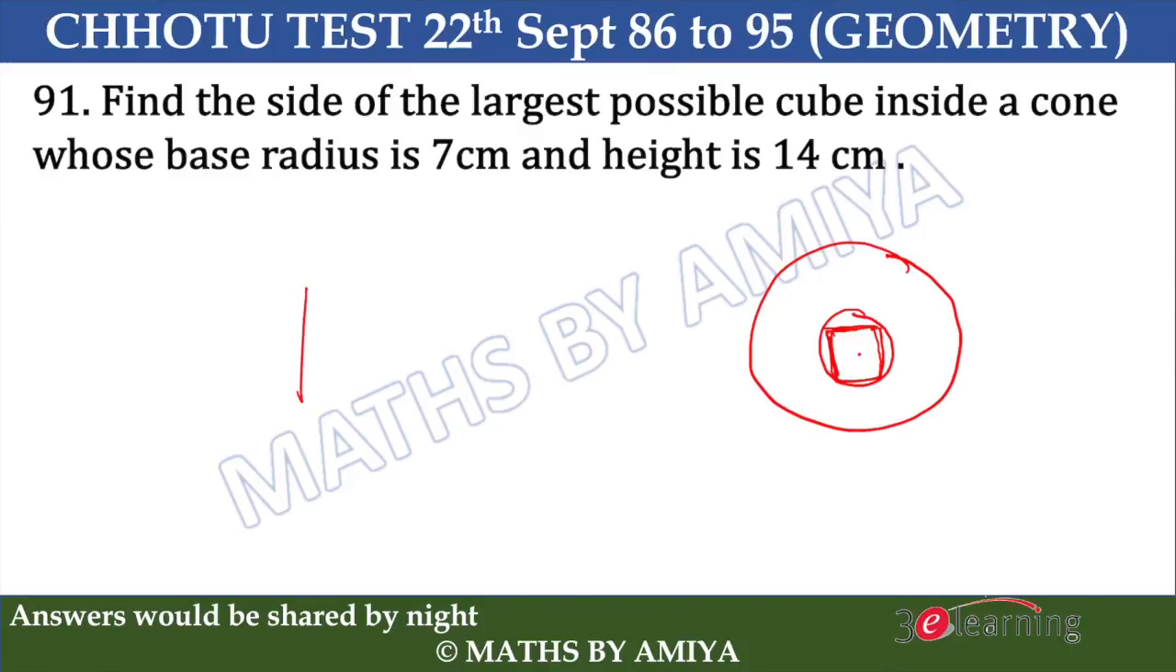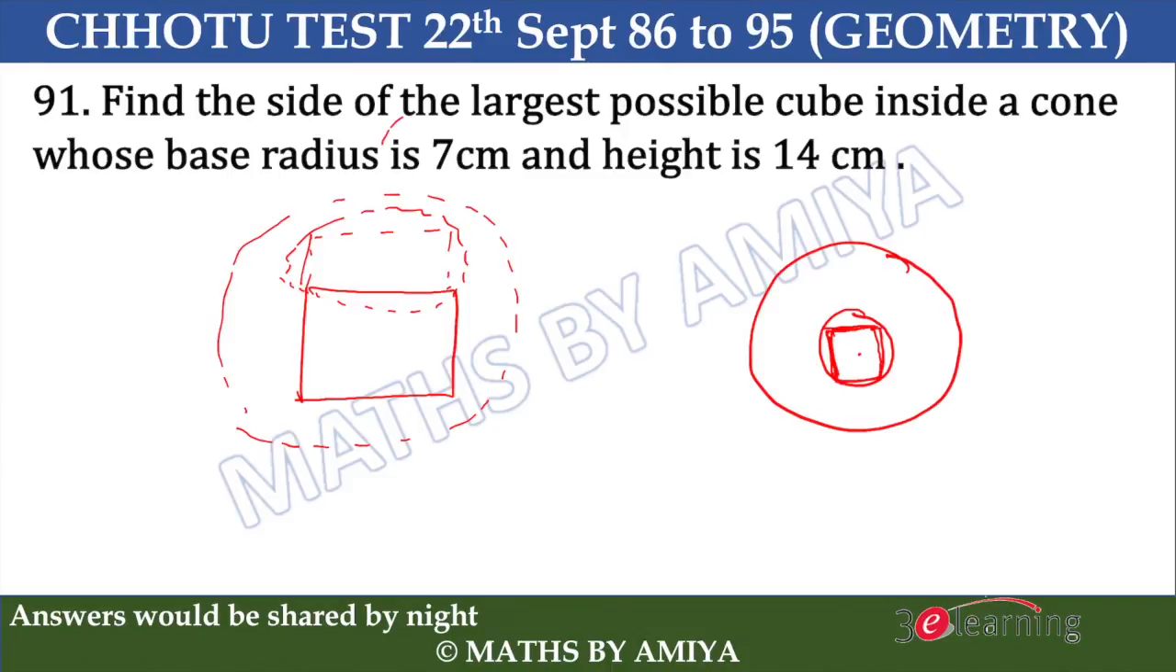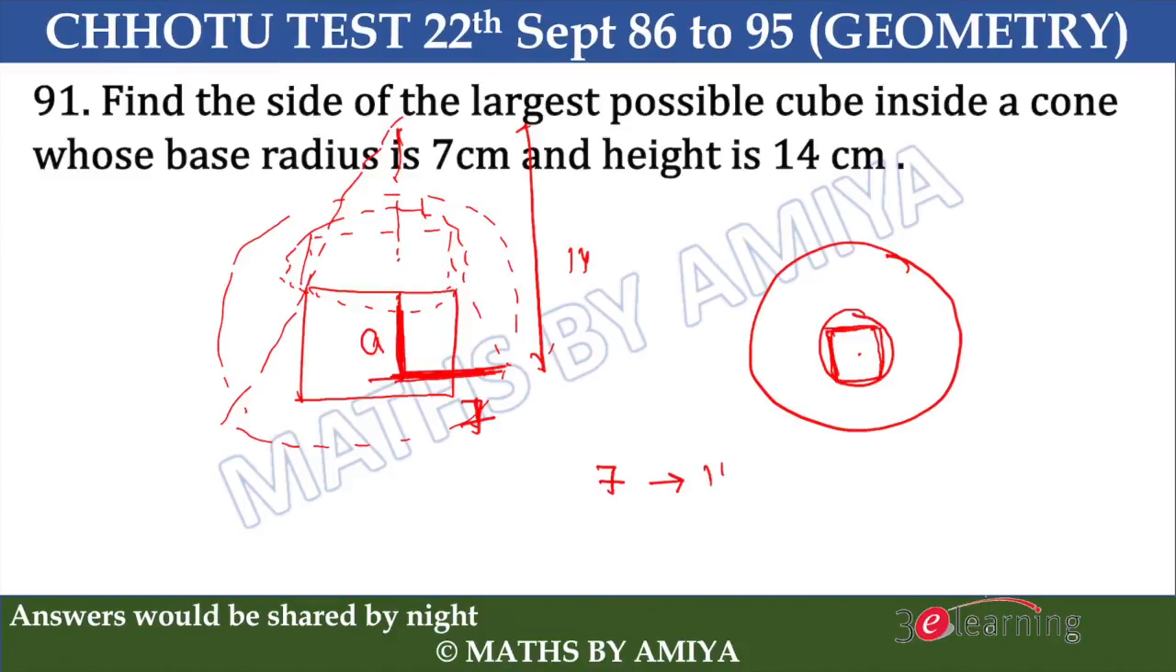If you see the figure from the front, you will get a rectangle in which the cone is making a circle on the surface, and also a smaller circle, a bigger circle on the base. And you have something like a triangle. So you have radius, say this one is 7 units, height is given as 14 units. Say we need to find the side A.